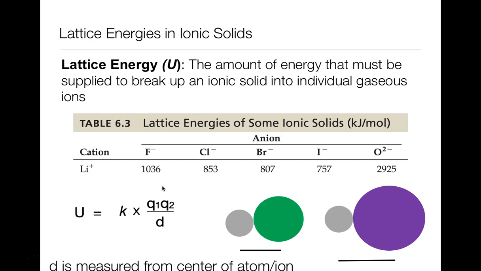This is something you'd have to look up, but the O2- anion is roughly the same size as an F- anion. That means the distance between the center of lithium and the center of fluorine is roughly the same as the distance between the center of the lithium cation and the oxide anion center. However, we see that the lattice energy for Li2O is roughly 3 times greater than the fluoride, the LiF here.